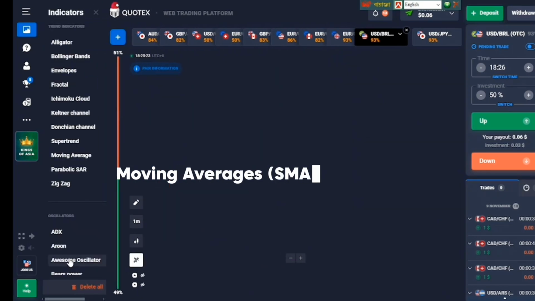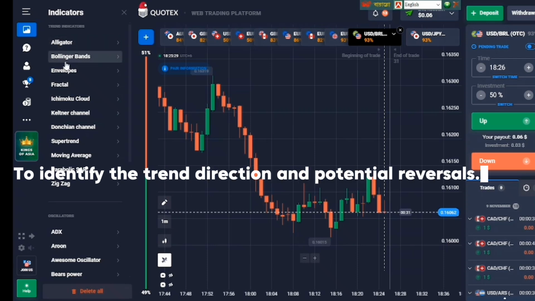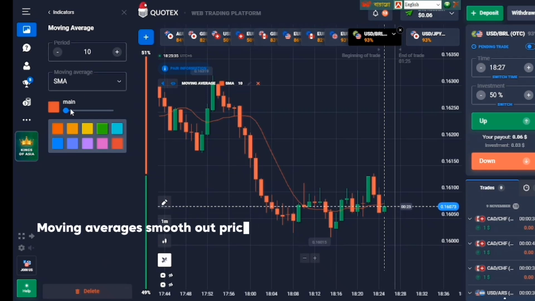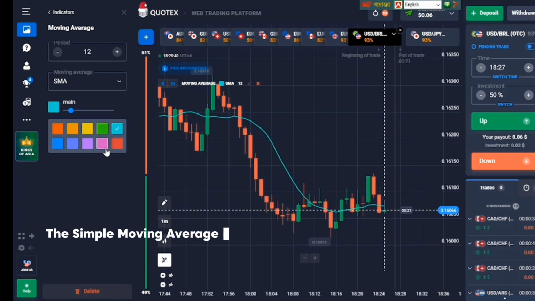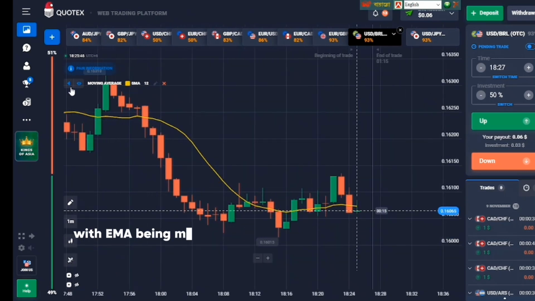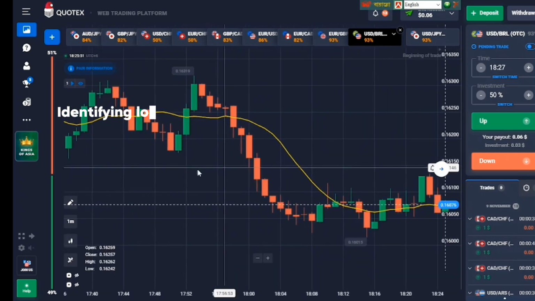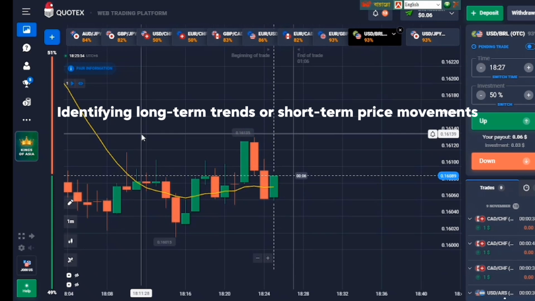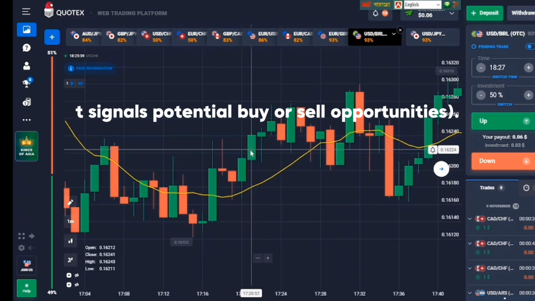Moving averages, SMA and EMA. Purpose: to identify the trend direction and potential reversals. How it works: moving averages smooth out price data over a specified time period. The simple moving average (SMA) and exponential moving average (EMA), with EMA being more sensitive to recent price movements. Best for identifying long-term trends or short-term price movements. It signals potential buy or sell opportunities.